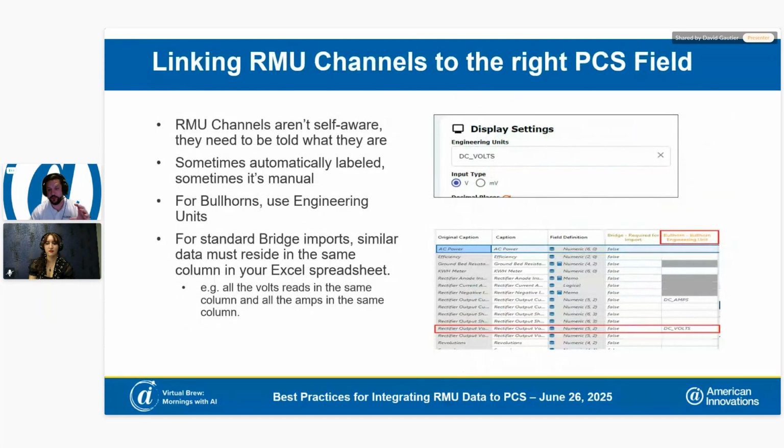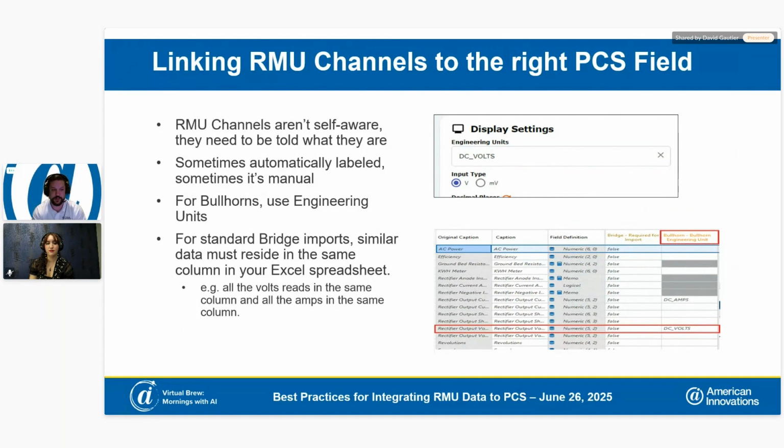Okay, so we have an understanding of how we're associating remote monitors with PCS facilities through the facility ID. Now we have to understand the channels on those remote monitors. How do we associate those to PCS fields, right? Channels are not smart. They're not self-aware. They are just capturing what they are told, and they don't really understand what they're capturing, right?